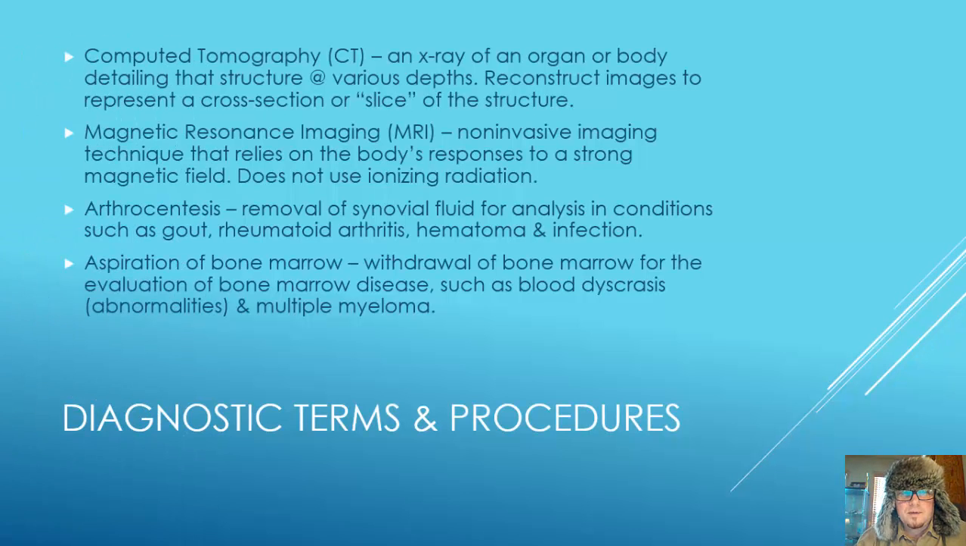CT, MRI, we know those from previous instruction, and remember the CTs are slices. They can adjust the size of the slice. Most of them are a millimeter, half a millimeter, but you can take a bunch of slices and look at an organ slice by slice or a body part slice by slice, and you can detect exactly where something is going on. MRI is a non-ionizing radiation image. It's using magnetic fields, so a little bit safer for the human. Very expensive. MRI machines are quite costly.